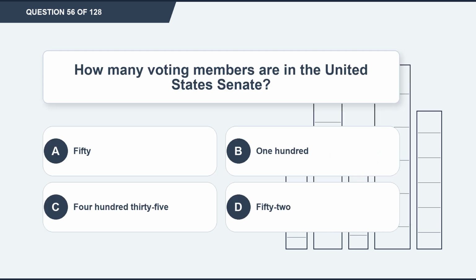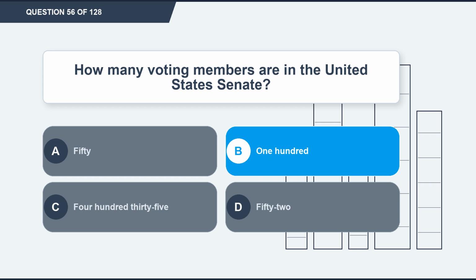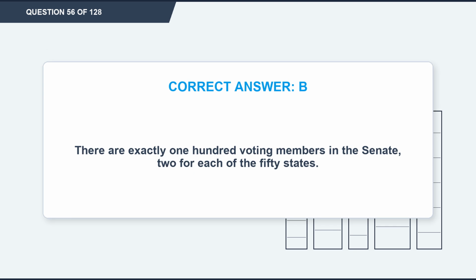Question 56. How many voting members are in the United States Senate? Option A, 50. Option B, 100. Option C, 435. Option D, 52. The correct answer is option B, 100. Explanation. There are exactly 100 voting members in the Senate, 2 for each of the 50 states.